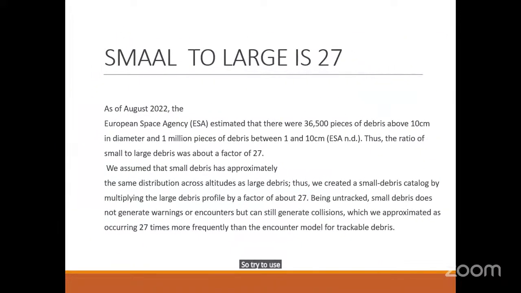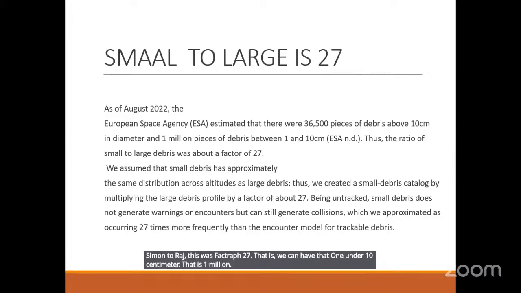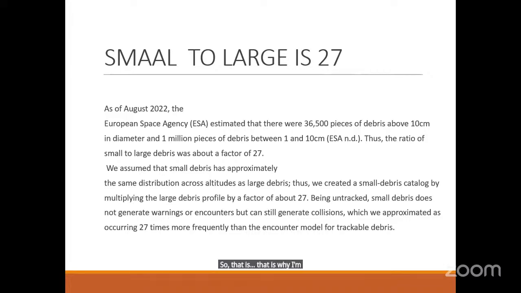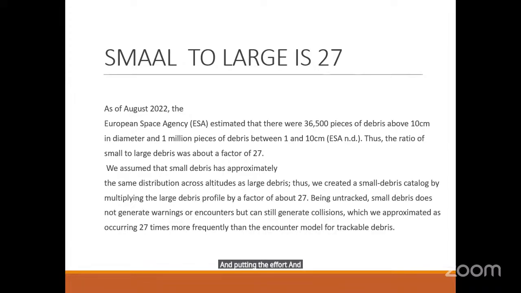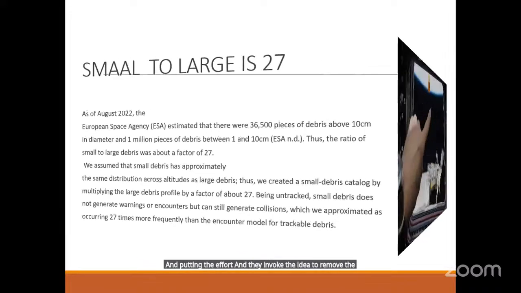You see, from smaller to large is a factor of 27. In 2022, they mentioned that. Small to large was a factor of 27. That is, we can have objects between 1 and 10 centimeters, which number about 1 million. That is why most of these things we have to identify, and governments as well as other countries are generating funds for this and putting in effort and innovative ideas to remove the debris.